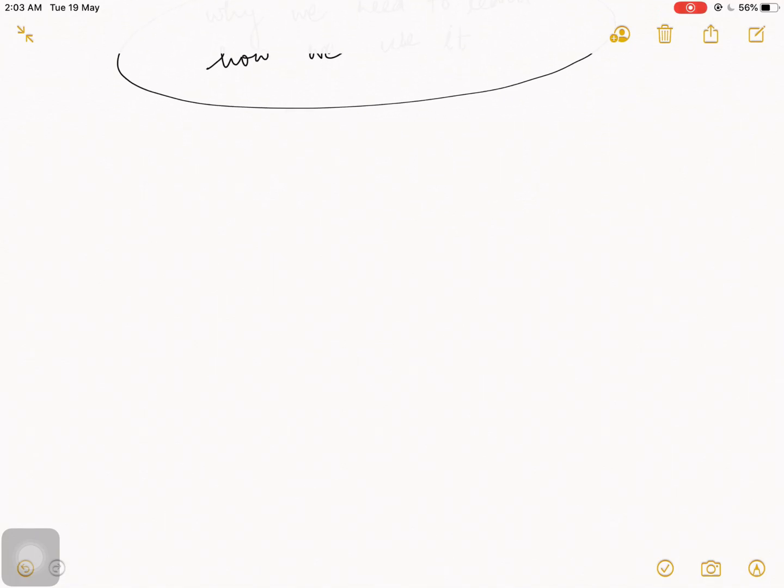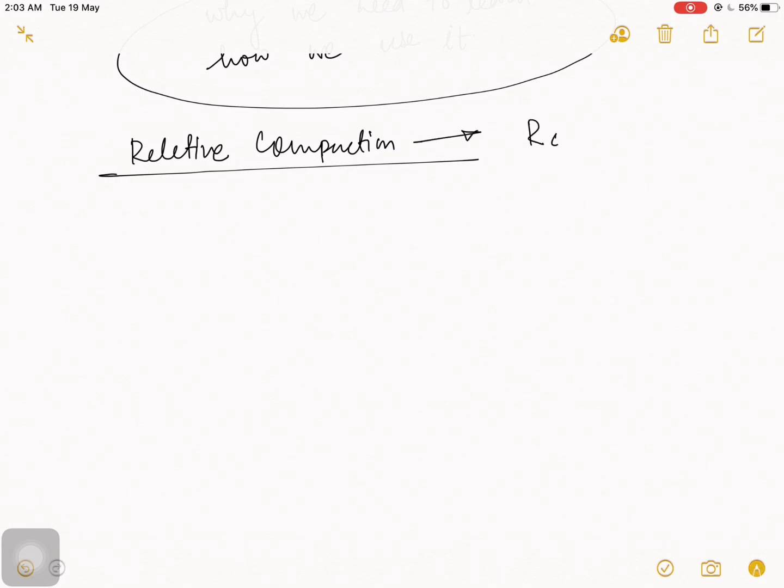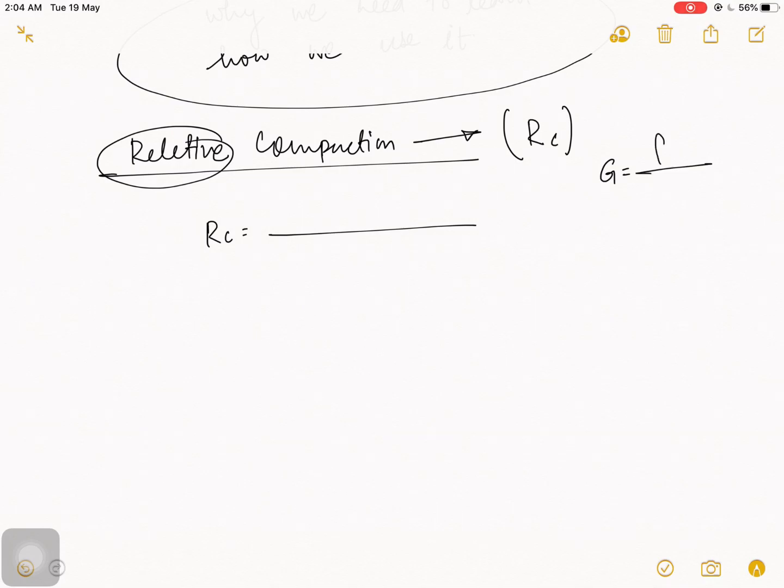In this video, first we understand what we mean by relative compaction. Relative compaction is denoted by RC. The term relative means there is some comparison. So I can say RC is equal to something by something, some unknown by some known. So relative compaction. What do we mean by compaction?